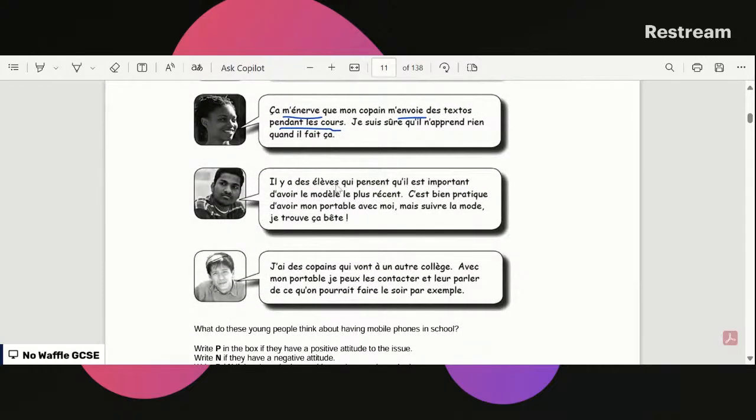Il y a des élèves qui pensent qu'il est important d'avoir le modèle le plus récent. There are students who believe that it's important to have the most recent phone model. C'est bien pratique d'avoir mon portable avec moi, mais suivre la mode, je trouve ça bête. So it's very practical to have my phone with me, but following the fashion, I find that it's stupid. So the fashion trends are stupid.